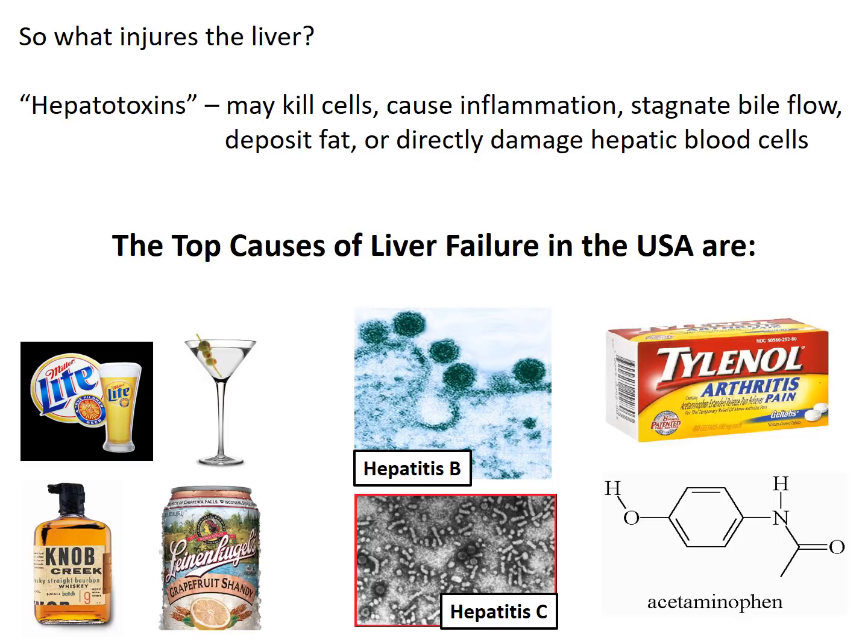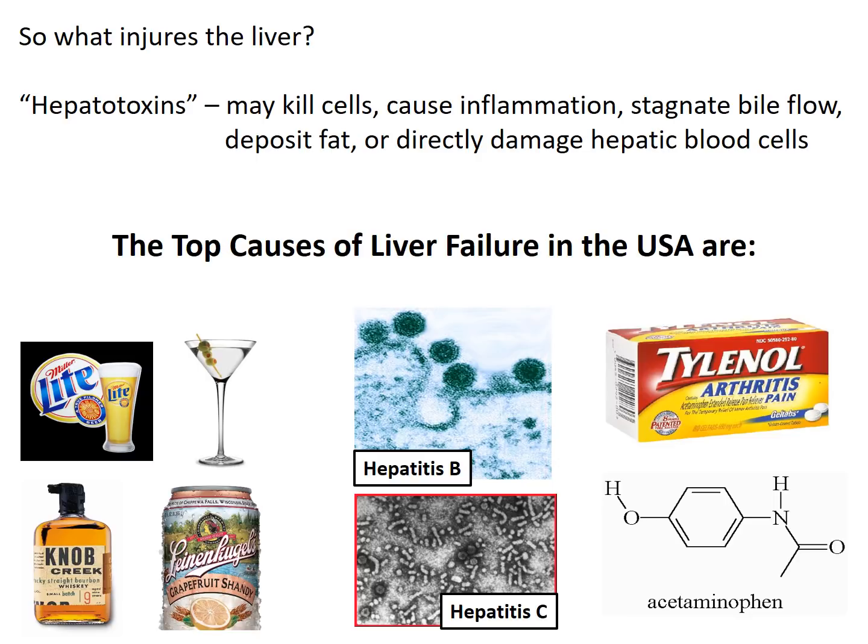So what can injure the liver? Anything that injures the liver is referred to as a hepatotoxin. A hepatotoxin may do a number of different things to the liver. It may directly kill the hepatic cells, which we refer to as hepatic necrosis. It can cause inflammation in the liver, which we refer to as hepatitis. It can stagnate bile flow. It could deposit fat in the liver, or it may damage the blood cells of the liver as well.